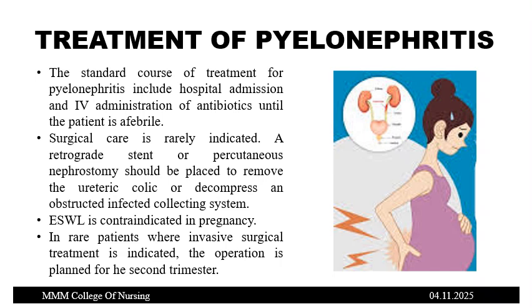A retrograde stent or a percutaneous nephrostomy should be placed to relieve the ureteric colic or decompress an obstructed infected collecting system, and ESWL is contraindicated. Extracorporeal shockwave lithotripsy is contraindicated in pregnancy, and in the rare case where invasive surgical treatment is indicated, the operation is planned for the second trimester.